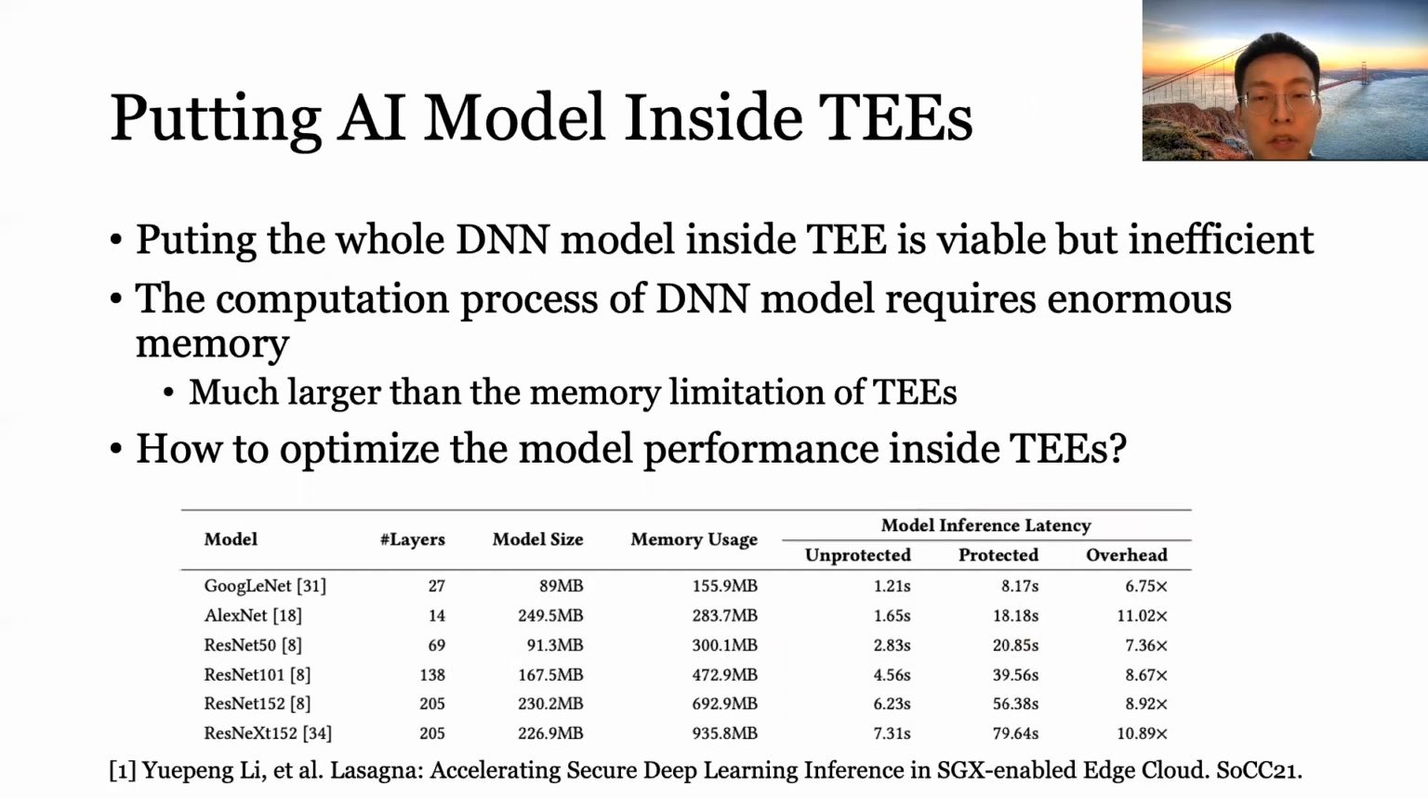Thus, putting the whole DNN model inside TEEs is viable, but inefficient. The computation process of a DNN model usually requires enormous memory. As shown in the table, the DNN memory usage is much larger than the TEE limitation. So how can we optimize the model performance inside the TEEs?